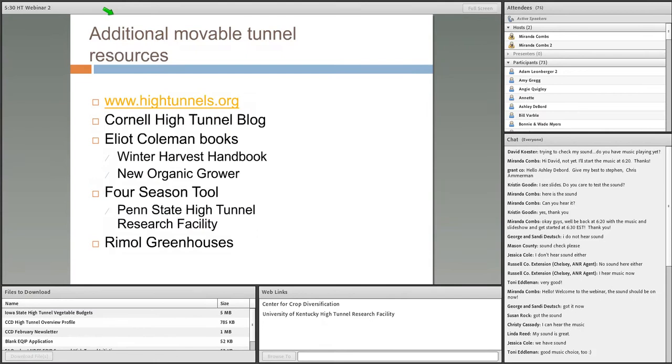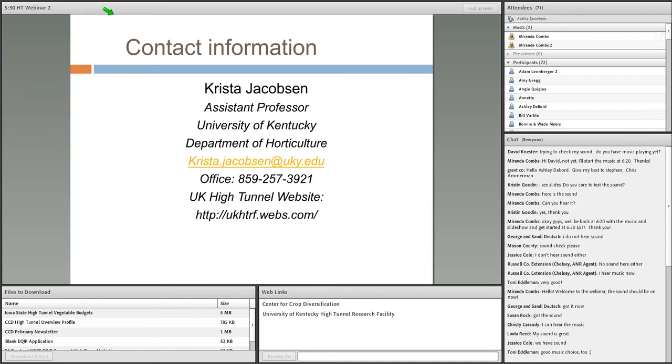I just want to put a few other movable tunnel resources out there. The universities are definitely getting on the scene about this, but it's been out in the grower community for a while now. So here are a few resources that we found useful in researching how to do this. And with that, here's my contact information and the link to that website. If we don't have time to do a lot of question and answer today, I would welcome questions anytime about the movable tunnel setup at the farm.